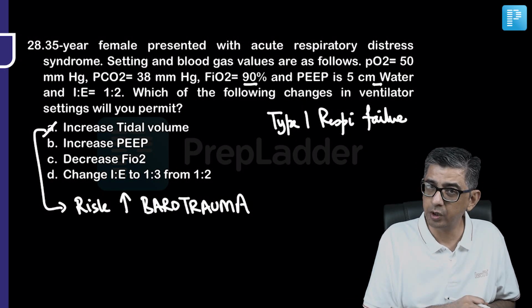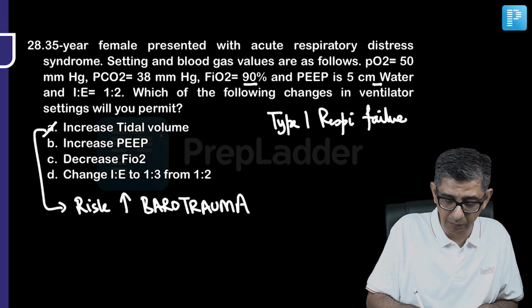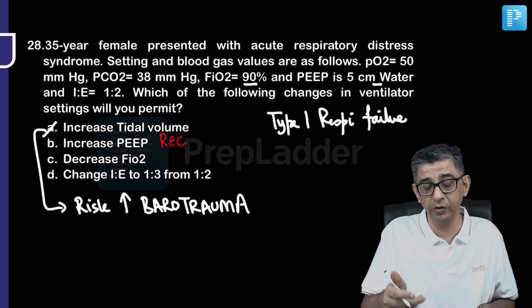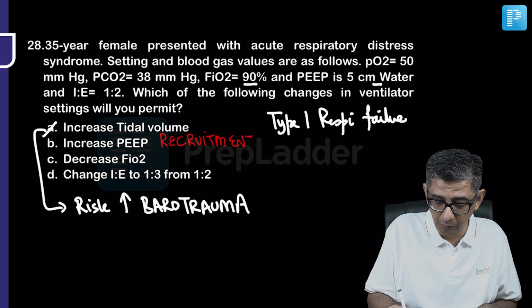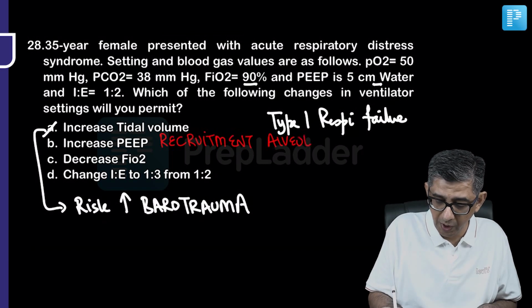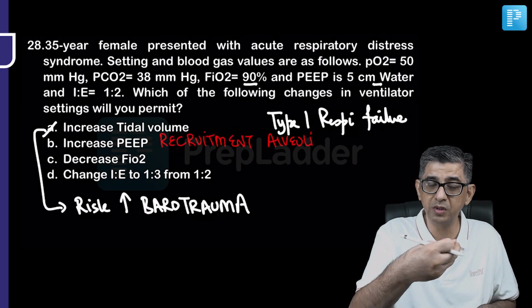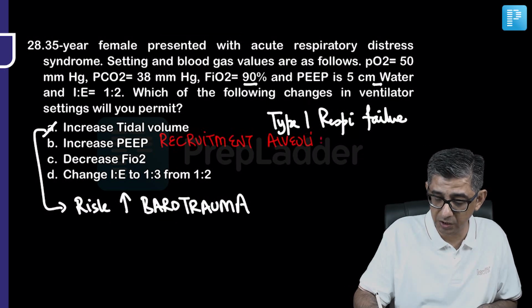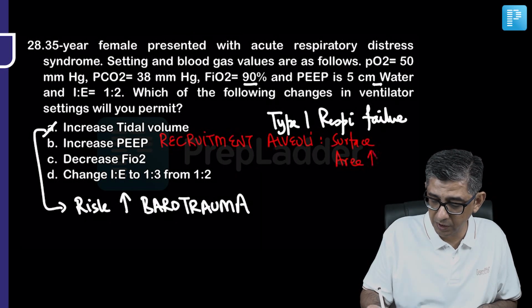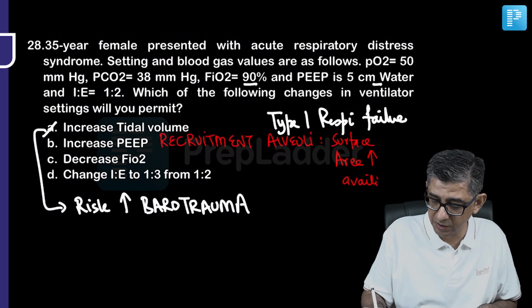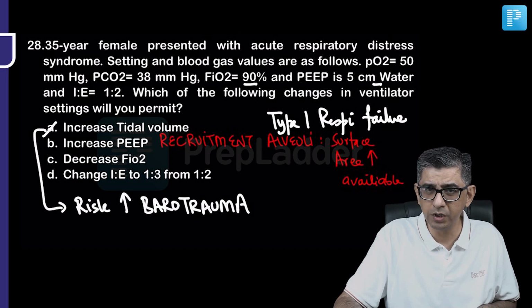B says increase PEEP. It makes sense. The logic behind increasing the PEEP in the patient is that positive end expiratory pressure, if you increase, it will prevent the expiratory collapse of alveoli, and he's using a technical term, recruitment of the alveoli. What he means by recruitment of the alveoli is that if you enhance the PEEP, there would be more surface area available for gaseous exchange, and therefore the oxygen saturation of the patient should logically improve. So B looks like a possible answer.